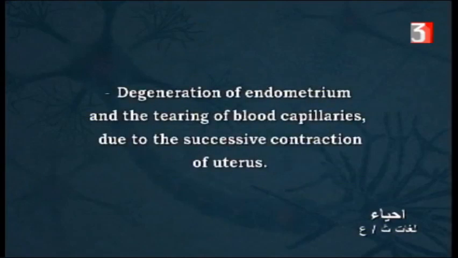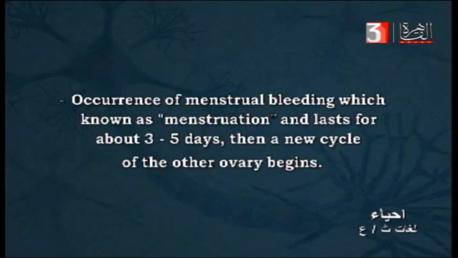Number one, degeneration of the endometrium and tearing of blood capillaries due to the successive contraction of the uterus. Degeneration of the endometrium means the blood capillaries found inside the uterus are removed or shed, not found inside it. Number two, occurrence of menstrual bleeding, known as menstruation, which lasts for about 3 to 5 days. This makes the uterus clean from any blood and also from the ovum.